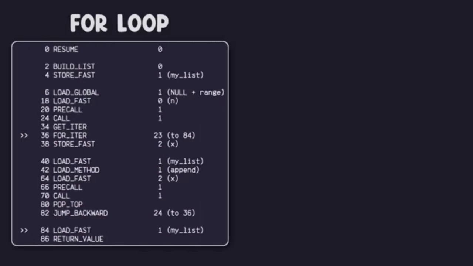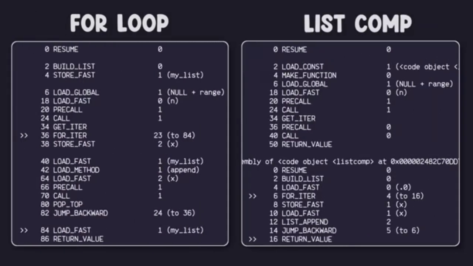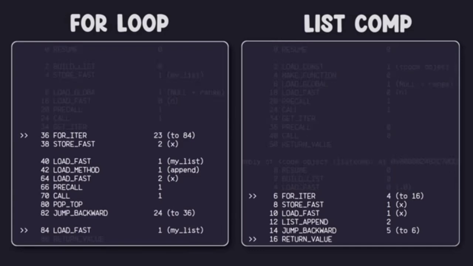Alright, so let's compare the bytecode instructions for both our for loop function and our list comprehension function. I want to draw your attention to the iterating portion of these instructions because that's where the main performance differences lie. Alright, so you'll see that they both start with FOR_ITER, which is where the iteration starts for both operations. Next, we have the STORE_FAST for each method. This is essentially just storing the next item in a variable x. Next, we have the LOAD_FAST instruction for each operation, but you'll notice they're loading two separate things. In the for loop, it's loading the list, my list, but in list comprehension, it's just loading the current value of x.